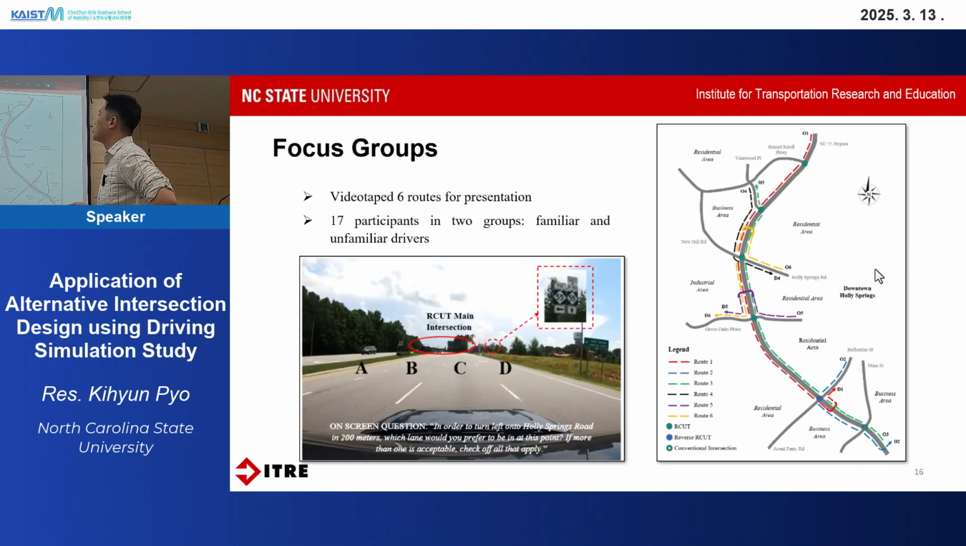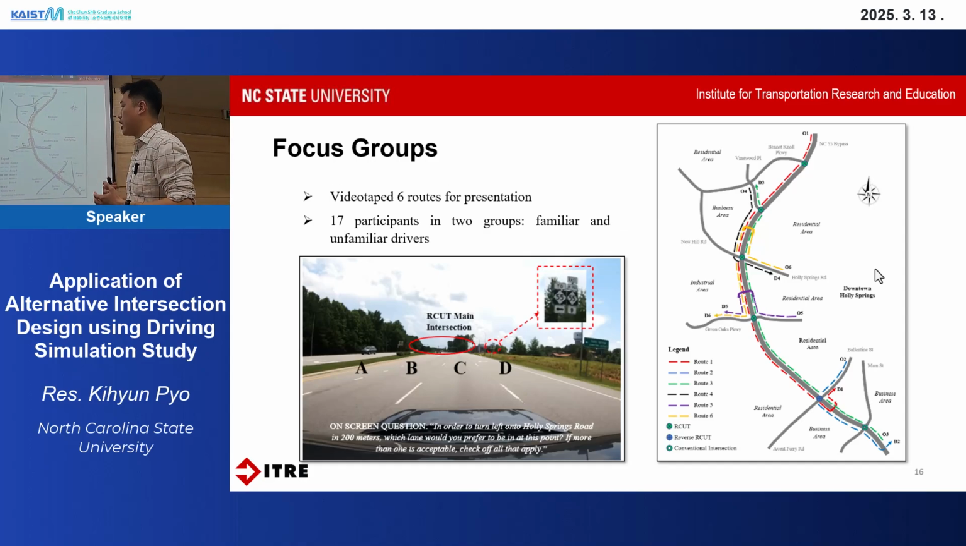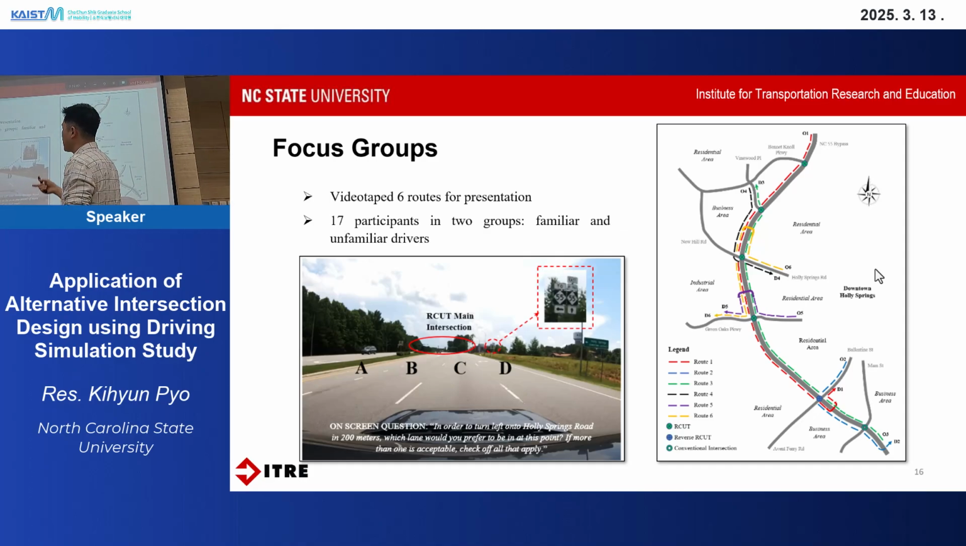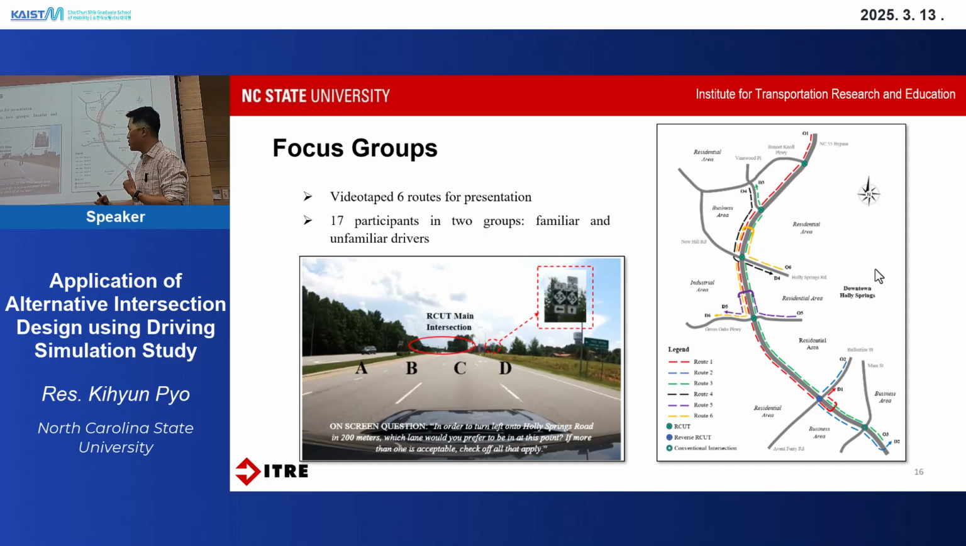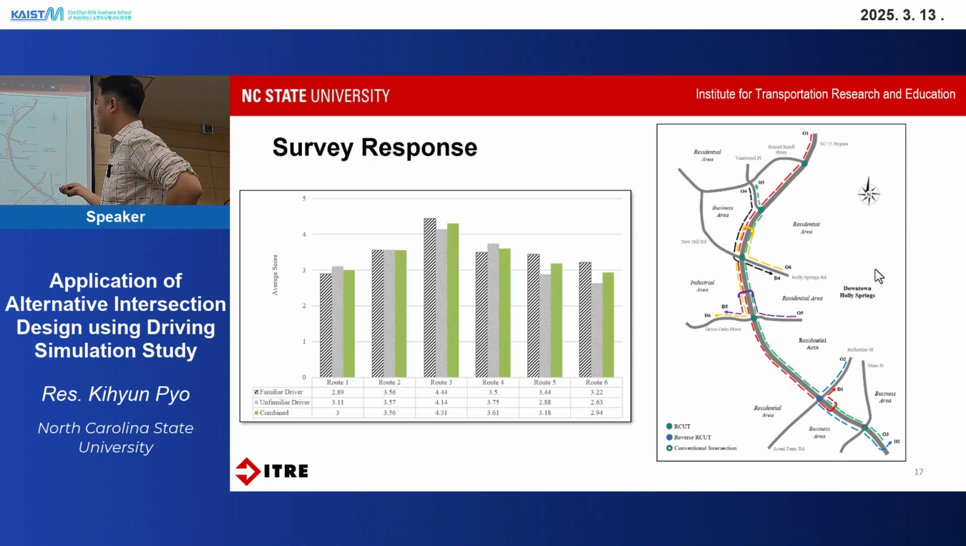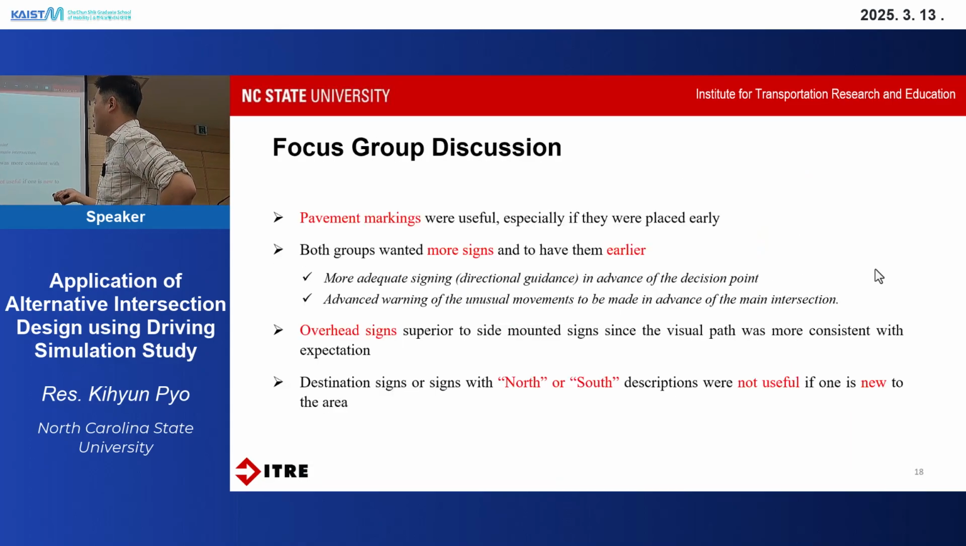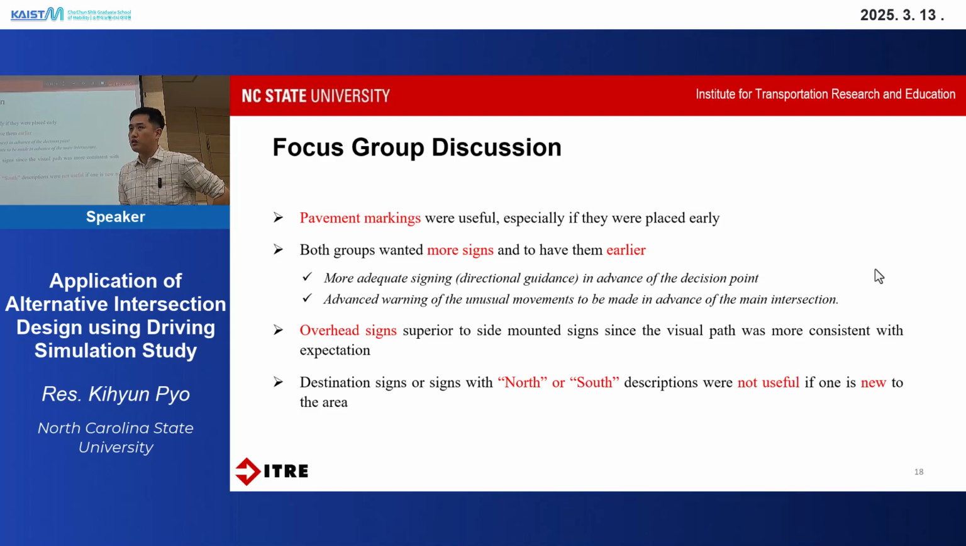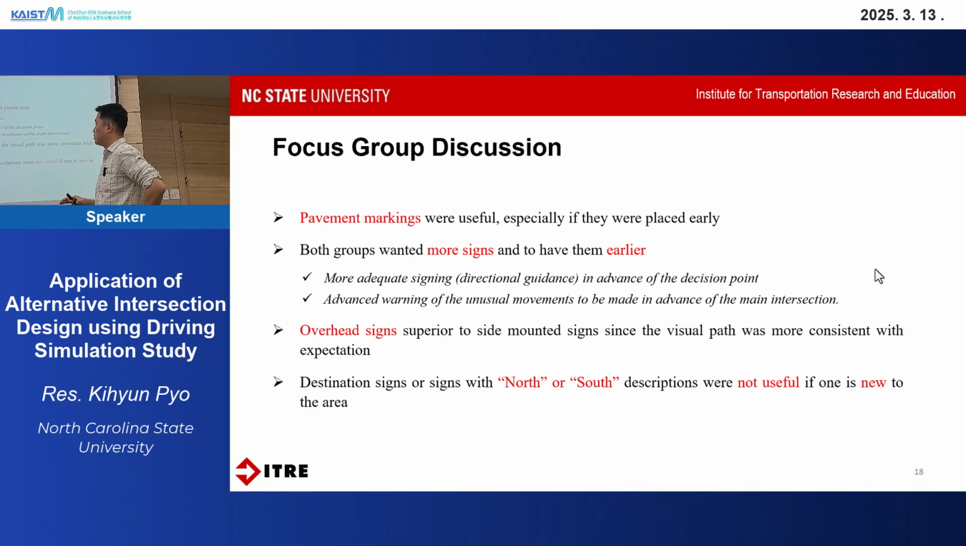And then the focus group is sort of a pre-survey. So in the real field, we chose 6 routes, including ARCOT, and then we recorded the video, and 17 participants watched the video. We got some results. Based on the research team's hypothesis, pavement marking is very useful.